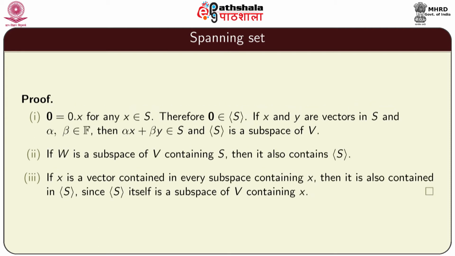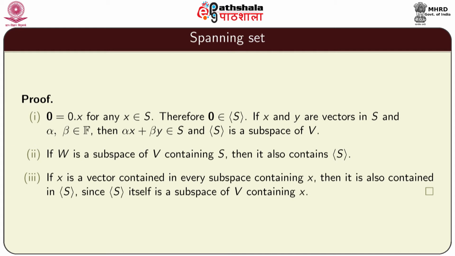Let us prove the theorem. Let us recall that we had this special 0 in boldface, which is the additive identity of the vector space V, and the usual 0 is the additive identity of the field F. And we know that 0 dot x is the 0 vector for every x in S. This shows that the 0 vector is in span of S, and therefore span of S is non-empty.